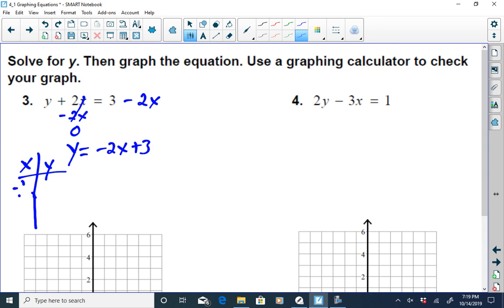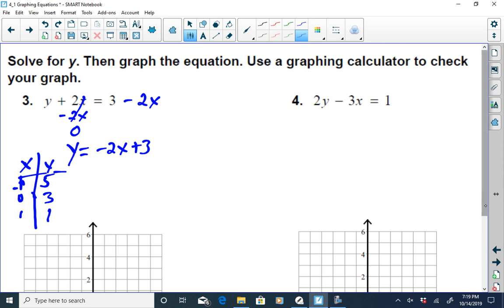Or let's do -1, 0, and 1. -2 times -1 is -2. -2 plus 3 is 1. -2 times 0 is 0. 0 plus 3 is 3. -2 times +1 is, I did this wrong, right? But I would have found that out when I graphed it. It wouldn't have been a straight line. -2 times -1 is +2. Positive 2 plus 3 should be 5. Right? And then this would be 1.